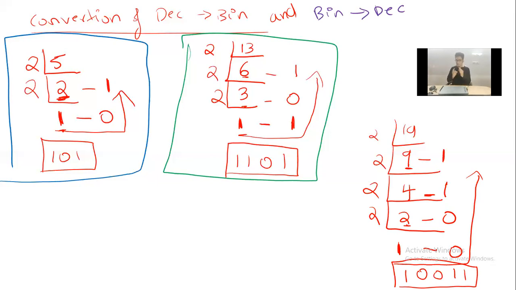Okay, so let's see, if a binary number is given to us, like if this number, 10011, is given to us, we have to tell, hey, its decimal value is 19. So how can we achieve this? Let me tell you a procedure, you just have to follow it.